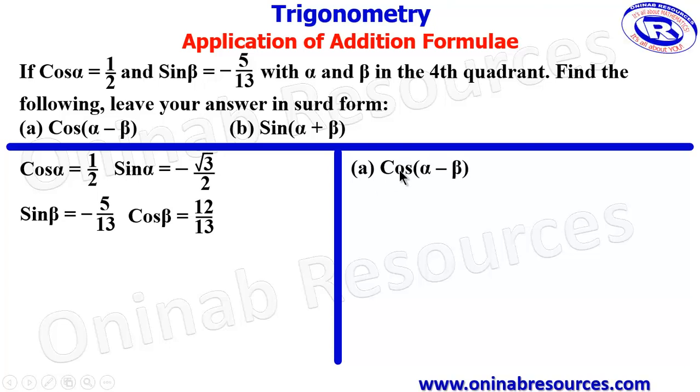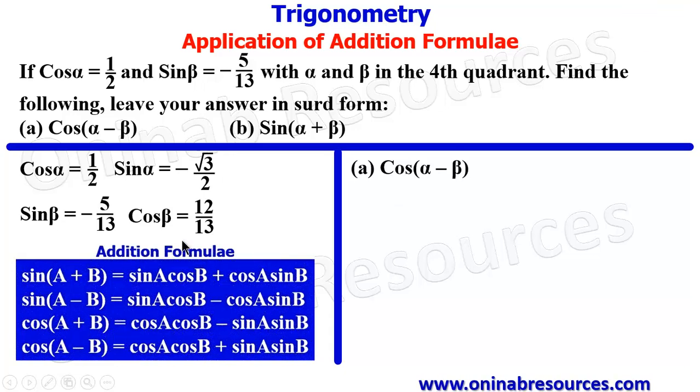For A, cos(alpha minus beta). We said we are going to use addition formulae, and we have the addition formulae for sine and cosine here, since it does not require tangent. So we didn't include tangent in these addition formulae. Now what we have is cos(alpha minus beta). We look for the one involving cos and involving minus. This is the last one here. Cos(A minus B) is cos A cos B plus sine A sine B.